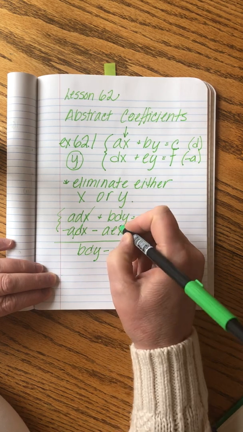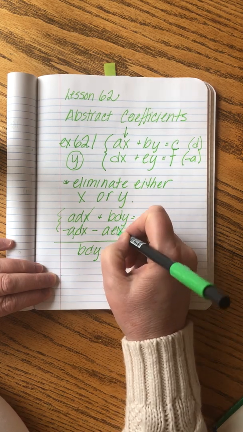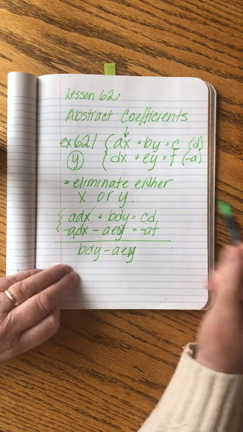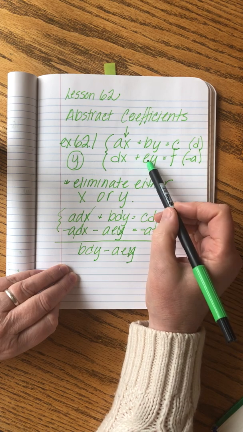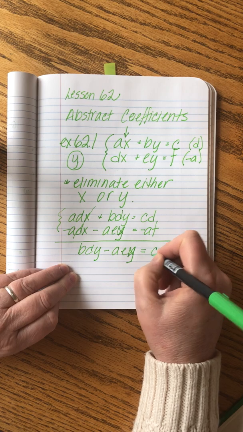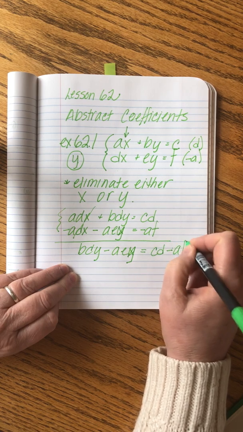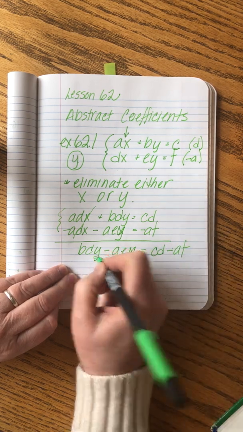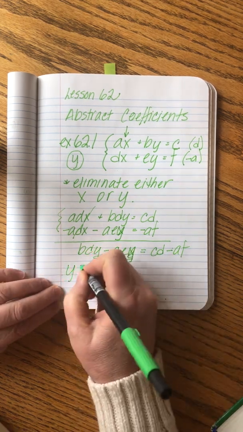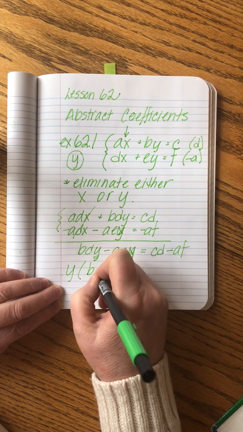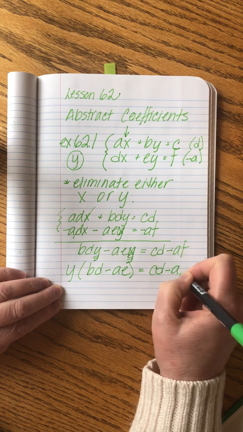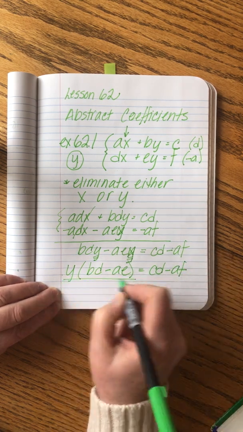oh wait, this should be a Y. My bad. I just wrote the wrong letter there, okay? Because it's minus A times EY. So minus AEY equals CD minus AF. Now we're ready to do what we're used to doing. We'll factor out the desired variable. And then we'll divide away the part we don't want.